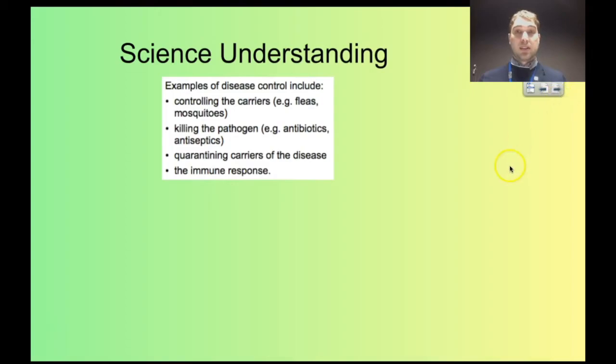So the science understanding we're going to look at, we're looking at examples of disease control, including controlling carriers, killing pathogens, quarantine, and the immune response.